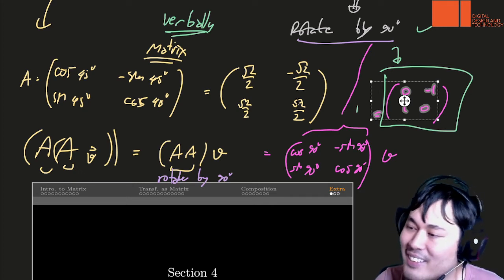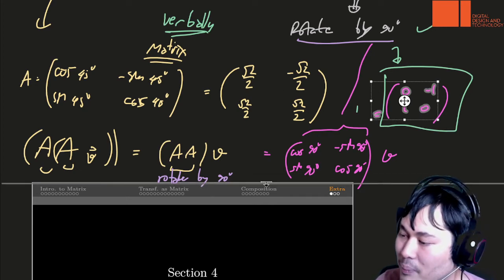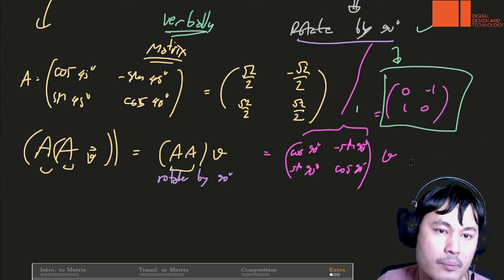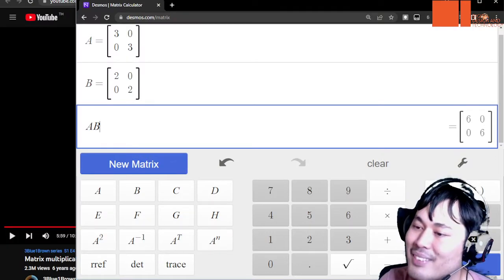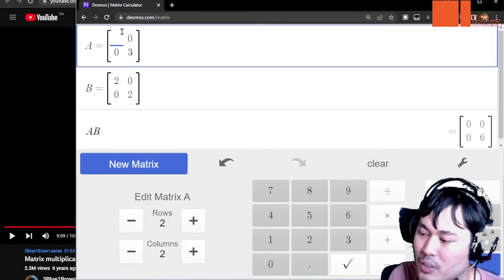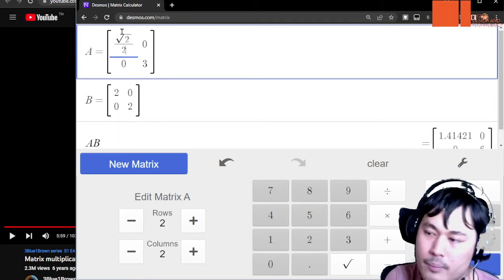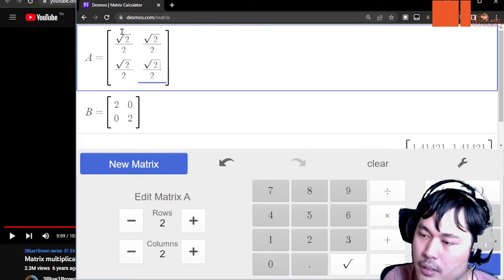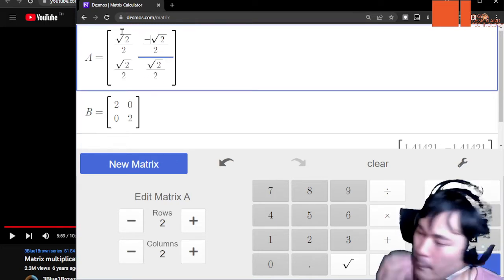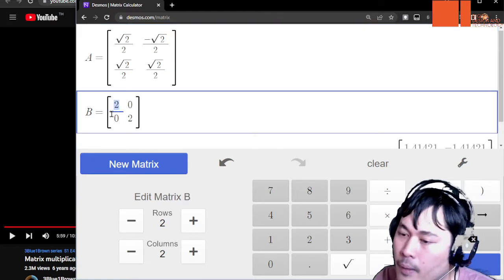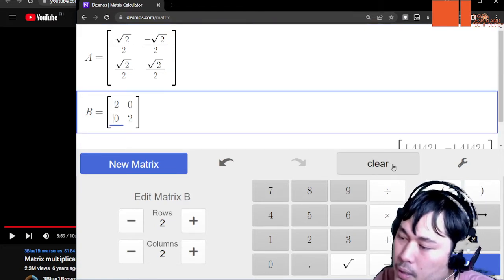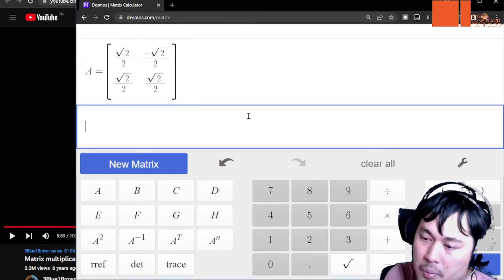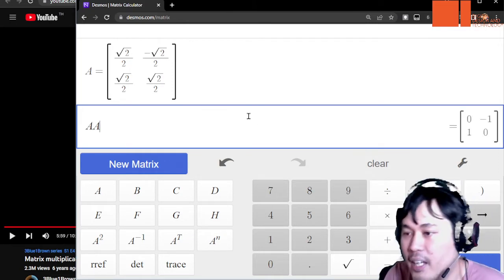Then of course, let's try that. There are two ways. If you are allowed to use a calculator, then of course please use a calculator. Here we can put it to be square root of 2 over 2. That's A, that's A, that's A, that's A, or should be minus. Okay, so that's A, and let's remove the B. What we need is A multiplied by itself, and let's see what the result is.